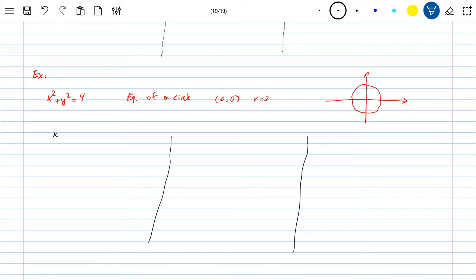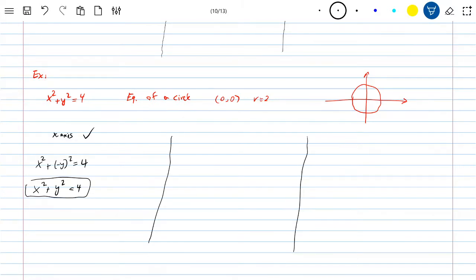So here, x-axis symmetry. Replace y with negative y. I'll have x squared plus negative y squared equals 4. If you simplify, it turns out to be x squared plus y squared equals 4. Same equation. So I have symmetry about the x-axis.